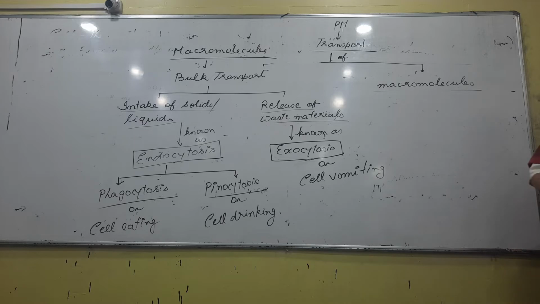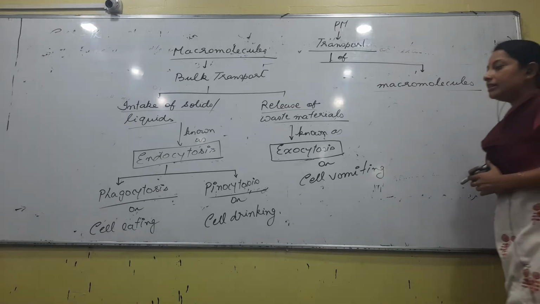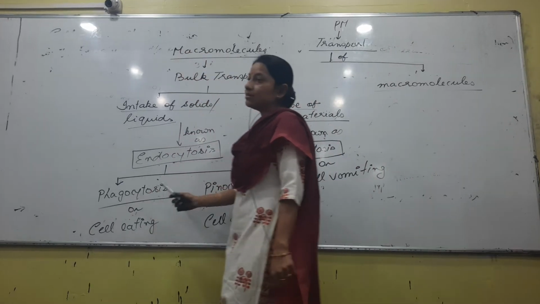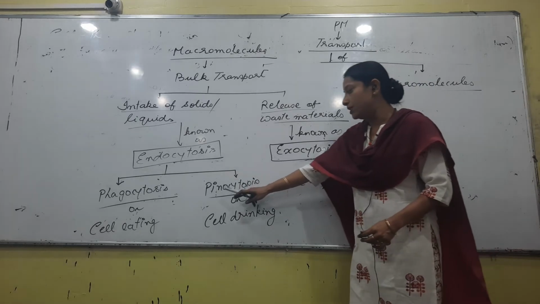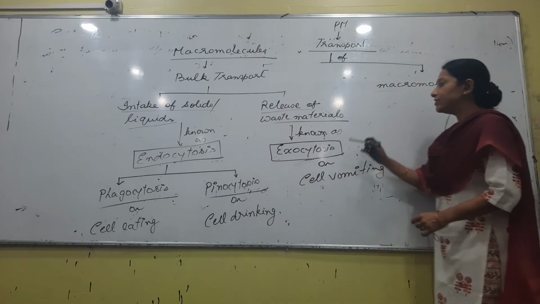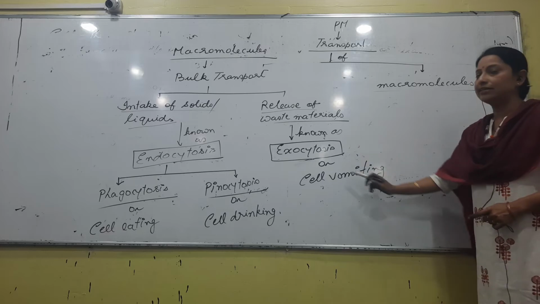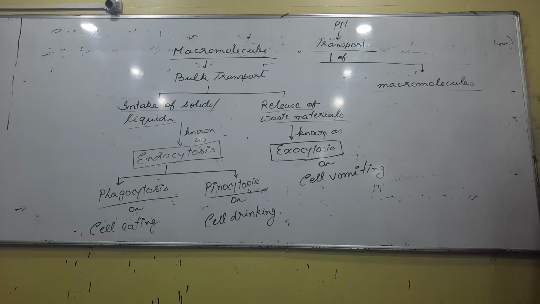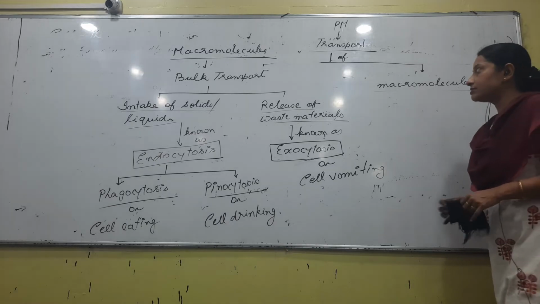So we hear certain words: endocytosis, exocytosis. Endocytosis is something that goes inside the cell. If something comes out of the cell, the process is called exocytosis. Similarly, if the cell takes in solid substances, that is called cell eating or phagocytosis. If the cell takes in liquid substance, it is called pinocytosis or cell drinking. And the release of materials is called cell vomiting. So this was all about the transport. You must know these words: phagocytosis, pinocytosis, exocytosis, endocytosis.